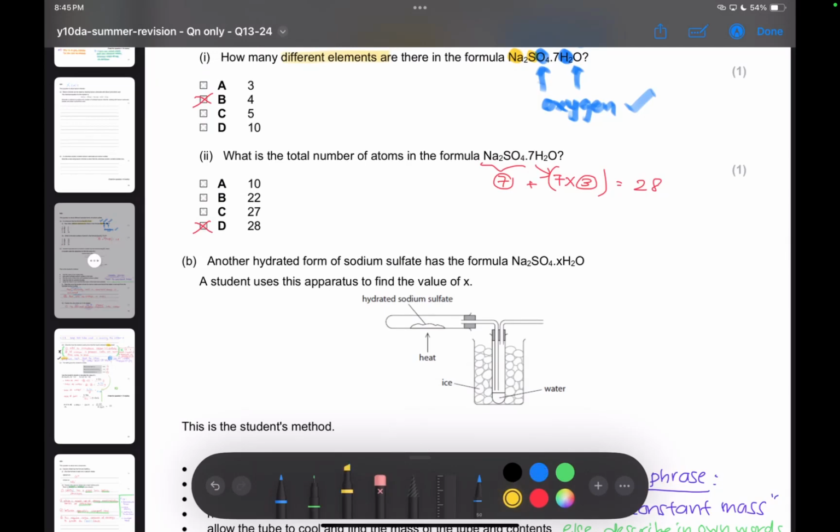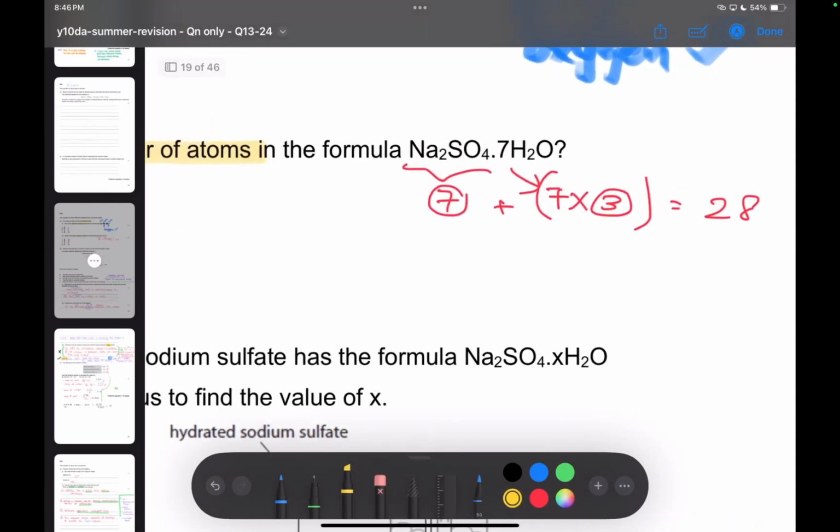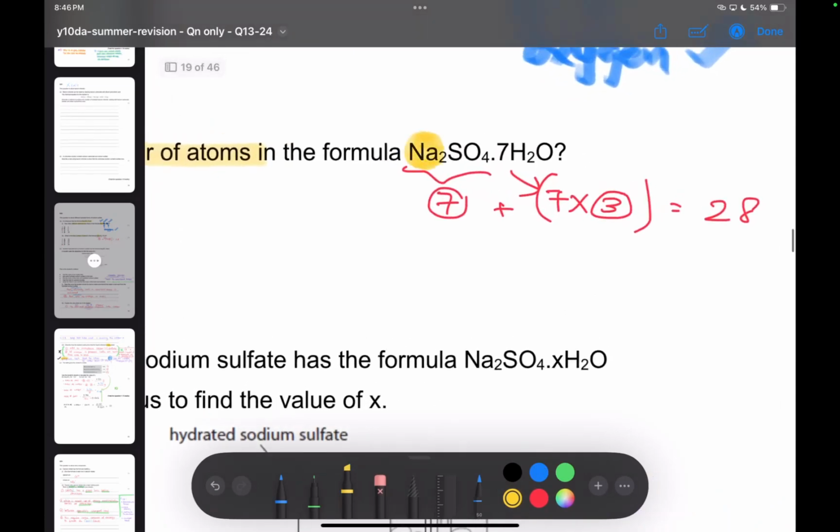Next question, we are looking at the total number of atoms in this case. So we need to count the number of atoms. So nitrogen is contributing 2, plus 1 sulfur, and then plus 4 oxygen. So this part alone is worth a total of 7 atoms.